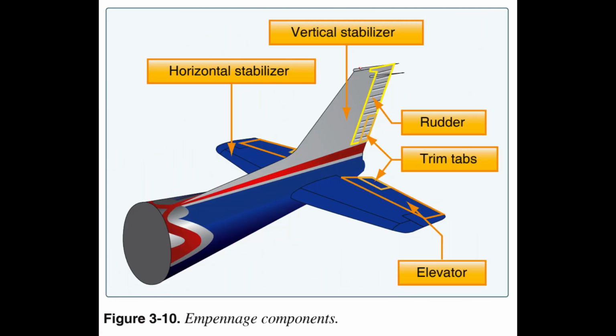Empennage. The empennage includes the entire tail group and consists of fixed surfaces, such as the vertical stabilizer and the horizontal stabilizer. The movable surfaces include the rudder, the elevator, and one or more trim tabs.